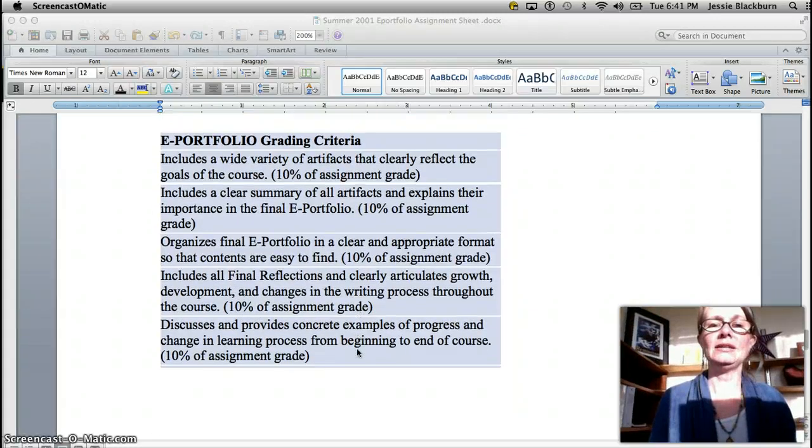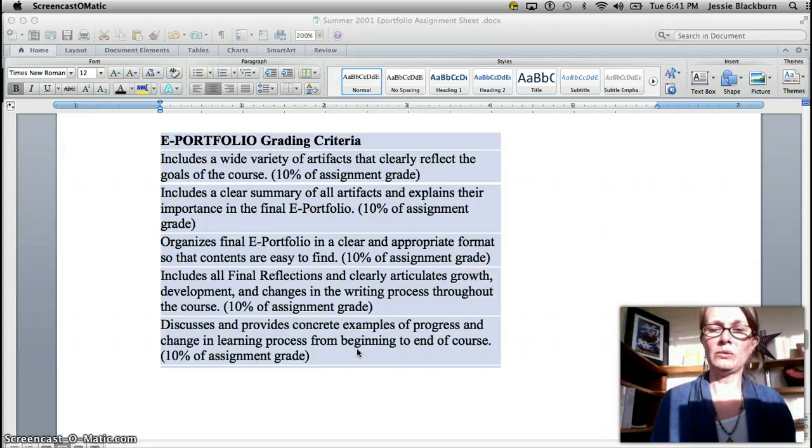And then finally, the ePortfolio grading criteria. I'll look at the entire portfolio to see that you've included a wide variety of artifacts that clearly reflect the goals of this course, that you include a summary of all artifacts and explain their importance in the final ePortfolio. That's your reflective cover letter, or part of it. That it organizes the final ePortfolio in a clear and appropriate format so the contents are easy to find.